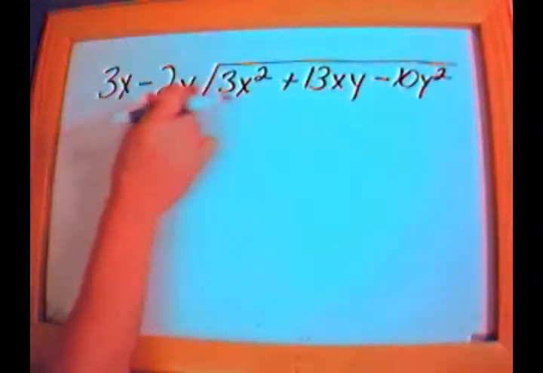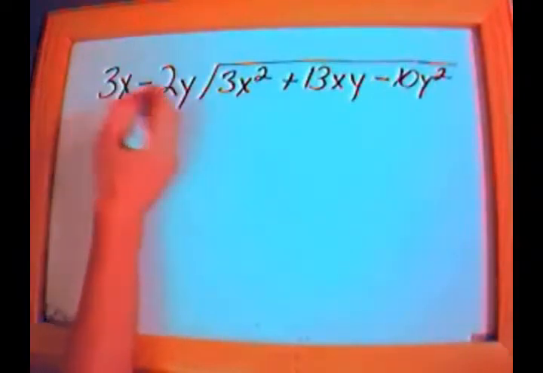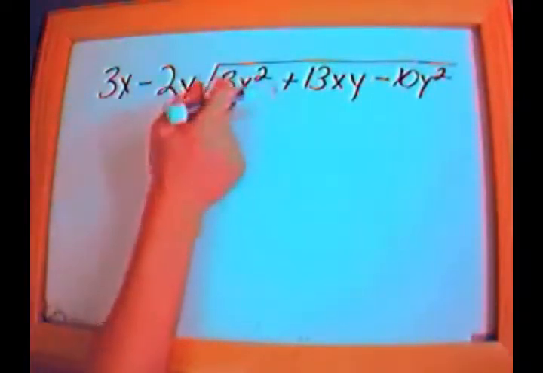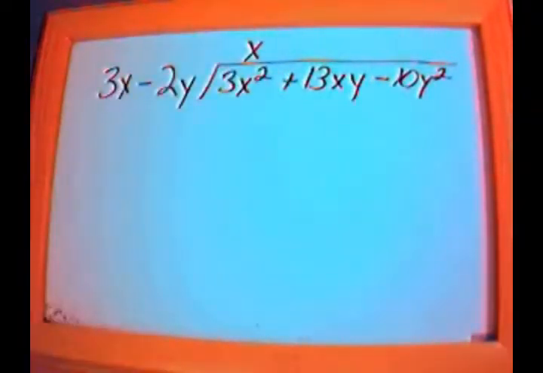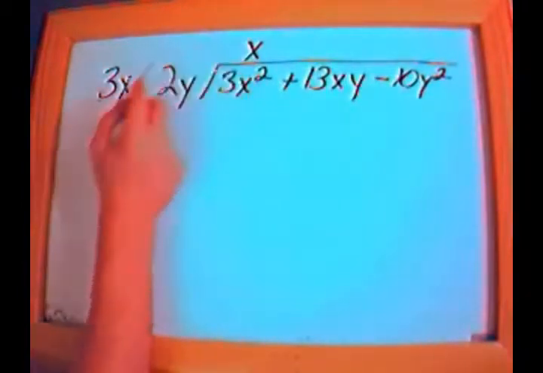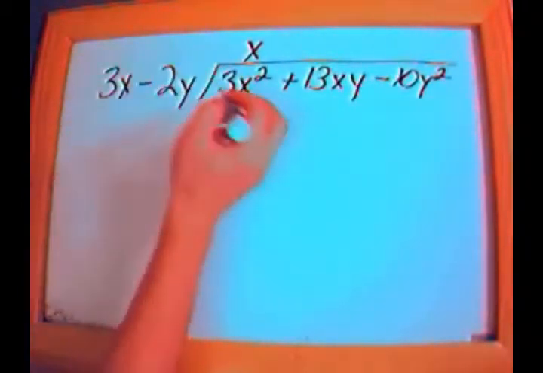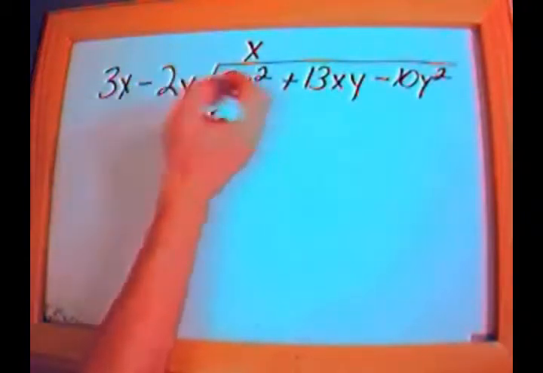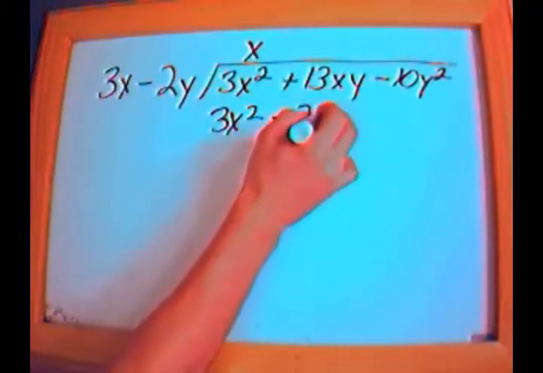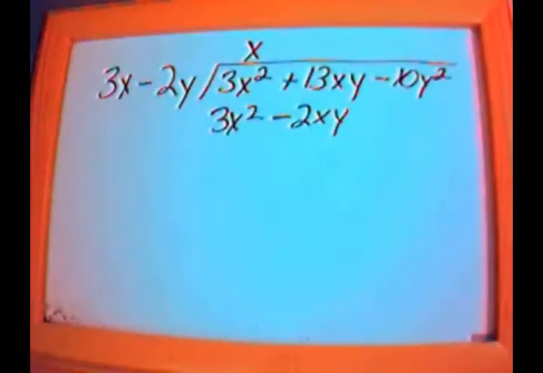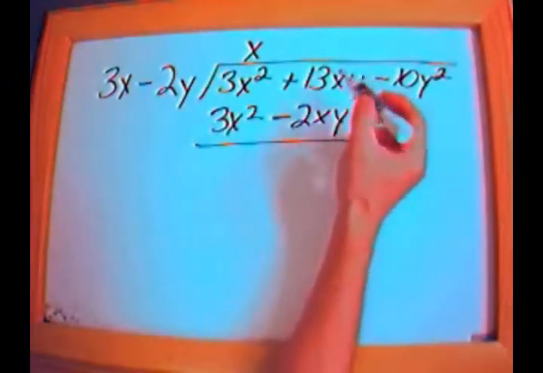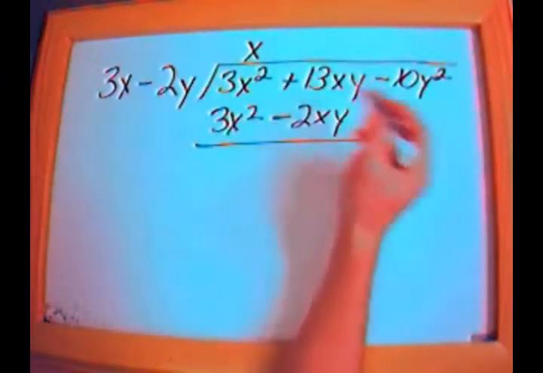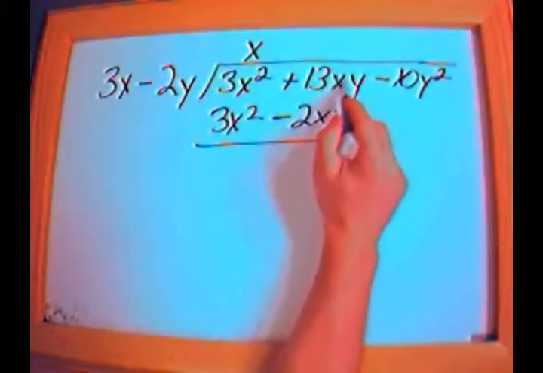Again, 3x goes into 3x squared: 3 goes into 3 one time, and x goes into x squared x times. So I put an x up there. Multiply this times this. x times 3x is 3x squared. x times negative 2y is negative 2x times y. Draw my line. 3x squared minus 3x squared is 0, so I'm going to drop it out.